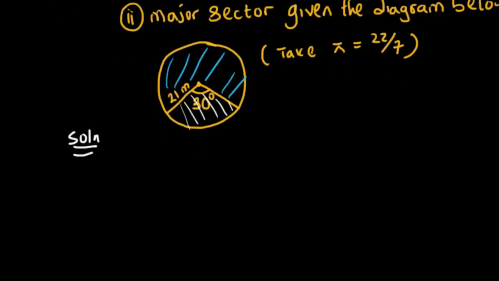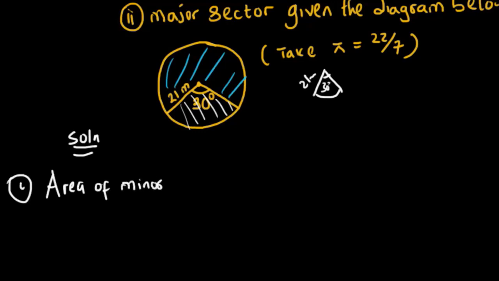If I'm to draw the minor sector to be something like this, we've got 30 degrees, and then we've got 21 meters. So let's calculate the area of the minor sector. So we have (i), area of minor sector. Can you remember the formula for area of a sector? Remember, it's just a fraction of the area of a circle. So we have theta over 360 times area of a circle, which is pi r squared.